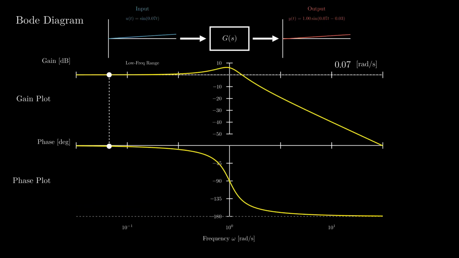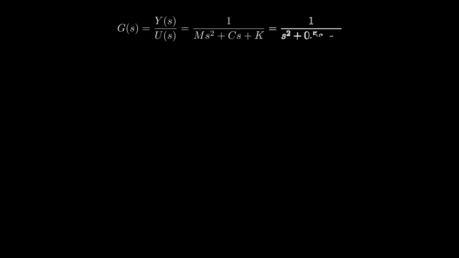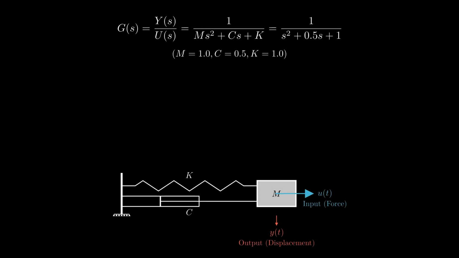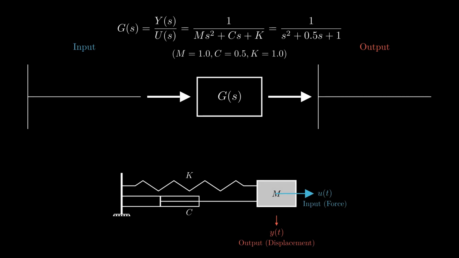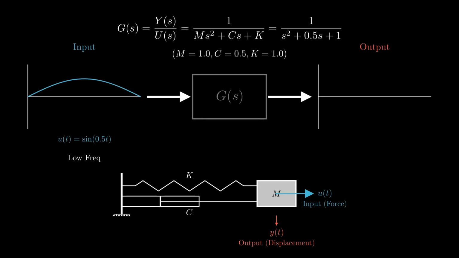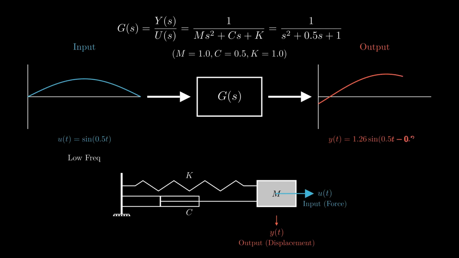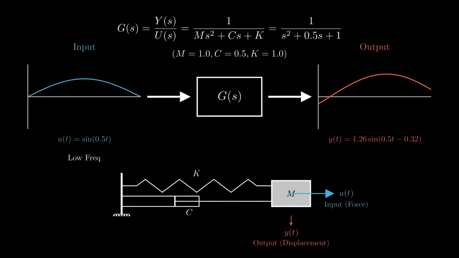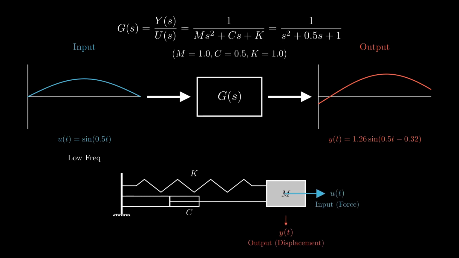What is a Bode plot? It's a graphical visualization of frequency response, how a system responds to inputs at various frequencies. For example, looking at the frequency response of a mass spring damper system with force as input and displacement as output. At low frequency inputs, the output amplitude is roughly constant, proportional to the input amplitude, and the phase is nearly the same as the input.